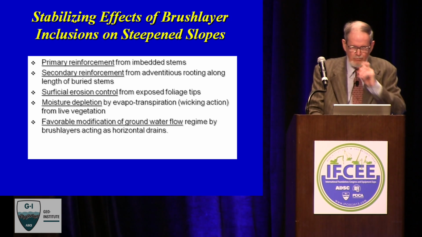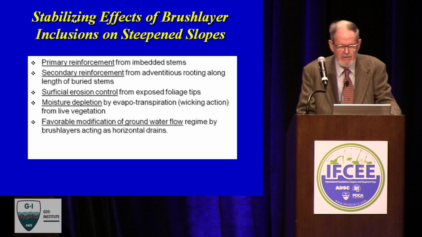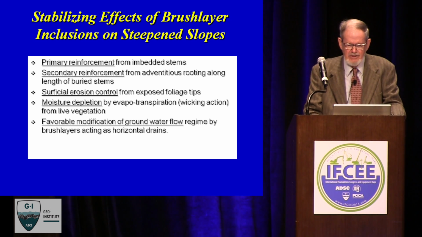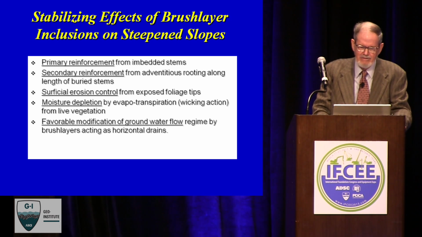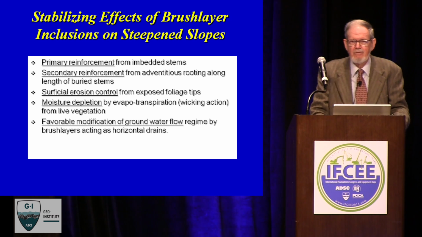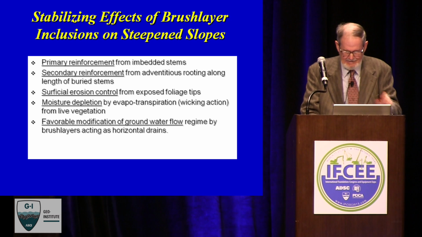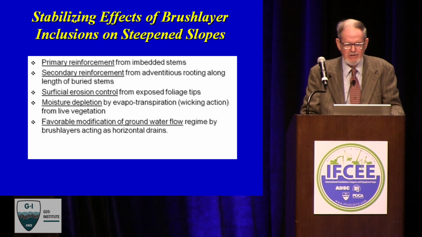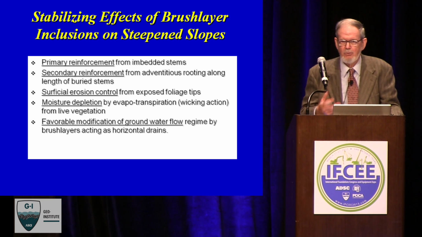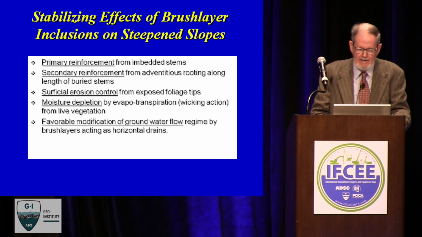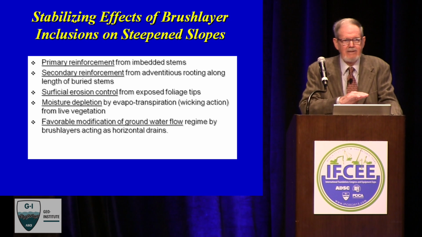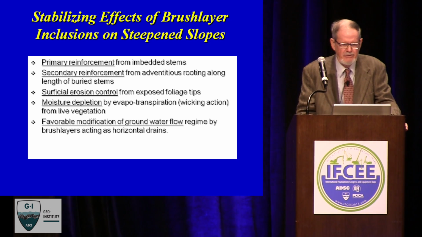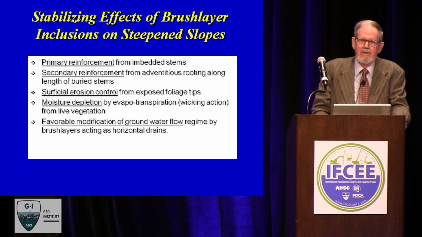Some of the stabilizing effects of brush layer inclusions on steepened slopes: well, you get primary reinforcement from the embedded stems, secondary reinforcement from adventitious rooting along the length of the buried stem, superficial erosion control from the tips of the brush, and moisture depletion by evapotranspiration. This is just a wicking action from the live vegetation. Favorable modification of the groundwater flow by the brush layers would act as quasi-horizontal drains. So there are some advantages here that you do not get by using inert geogrids or geotextiles.